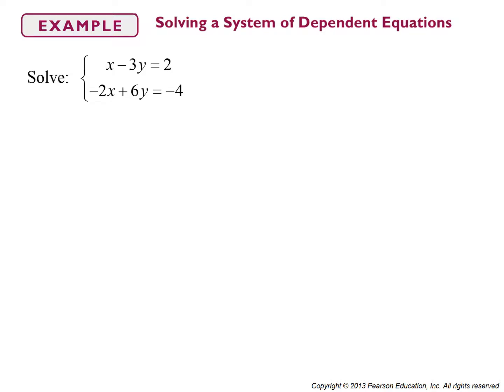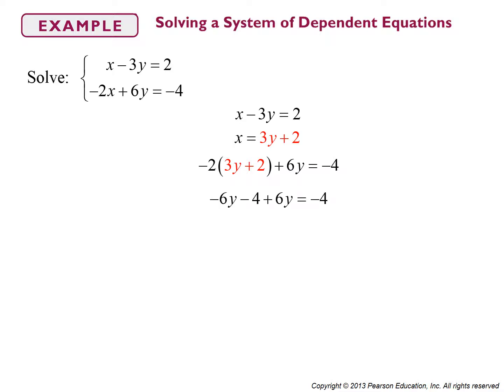There's one more situation that can occur with a system of equations. So again, we have a system very similar to the one we just looked at. In fact, it's just got one number changed. So again, starting off the same way, I see the equation x minus 3y equals 2 has a coefficient of 1 in front of the x, so that's what I'd like to start with. Rearrange to get x equals 3y plus 2. Substitute this into the other equation. And when we distribute, we get negative 6y minus 4 plus 6y equals negative 4.